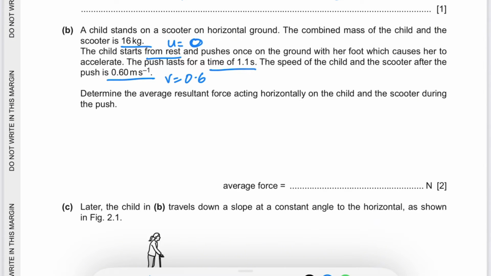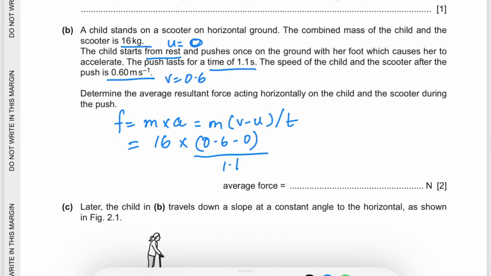Determine the average resultant force acting horizontally on the child and the scooter during the push. So resultant force is equal to mass times the acceleration. Mass of both of them combined is 16 times acceleration. That's v minus u divided by t, which means 0.6 minus 0 divided by 1.1. And so your final answer here would be 8.7 Newton.